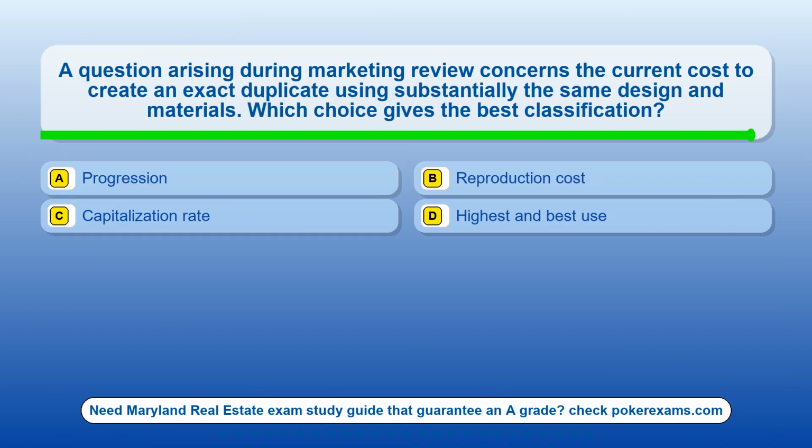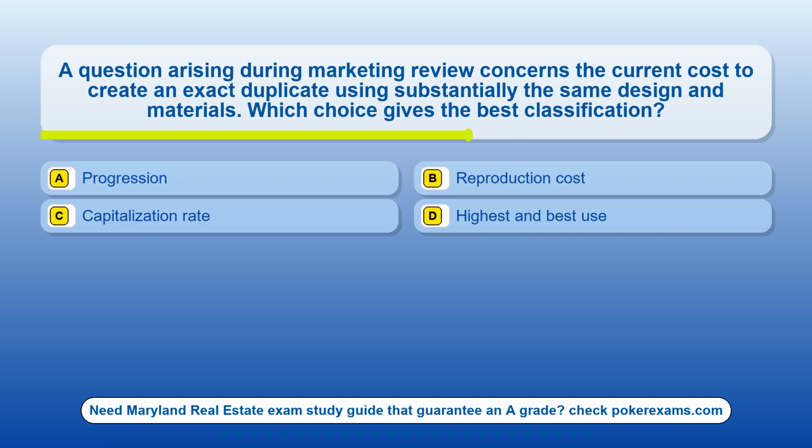Question 20. A question arising during marketing review concerns the current cost to create an exact duplicate using substantially the same design and materials. Which choice gives the best classification? Option A, progression. Option B, reproduction cost. Option C, capitalization rate. Option D, highest and best use.